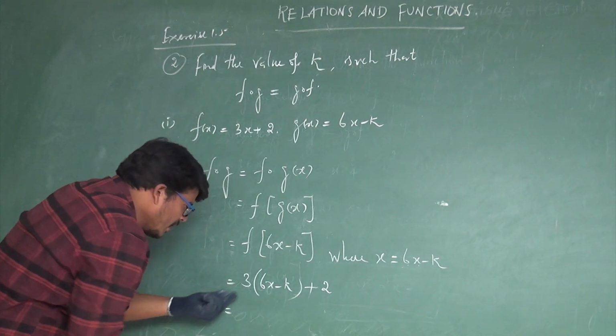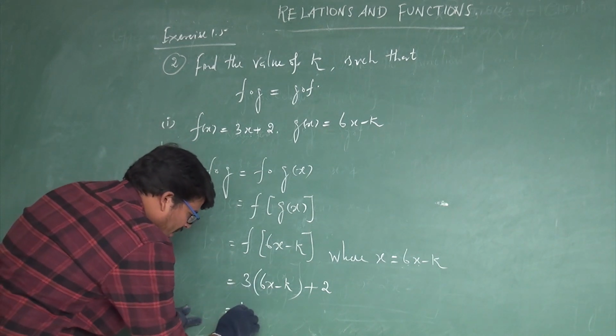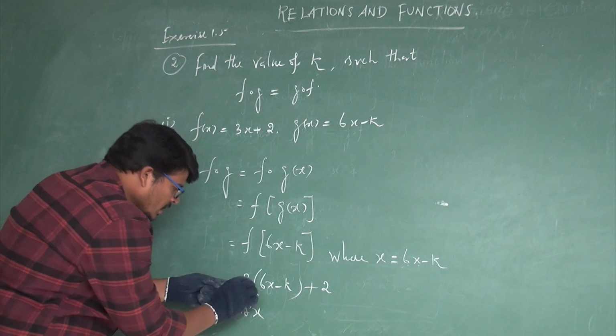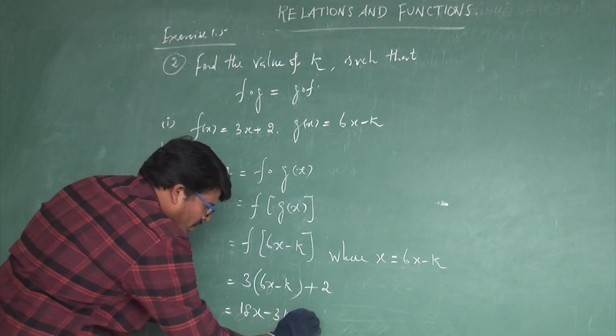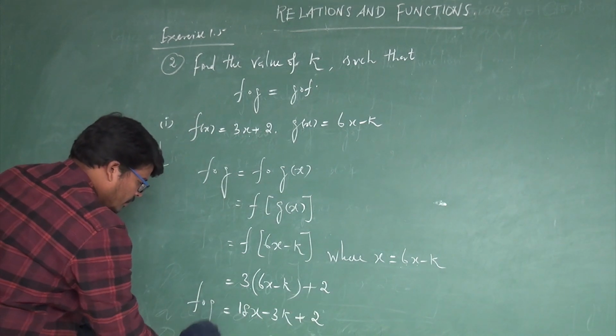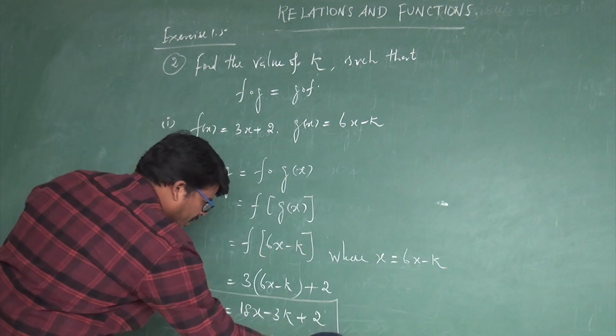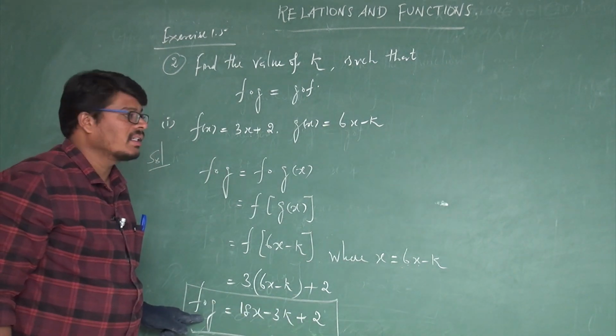Now multiply: 6 threes are 18, so 18x. 3 into minus k is minus 3k. Next, plus 2. That is f dot g. So f dot g is 18x minus 3k plus 2.